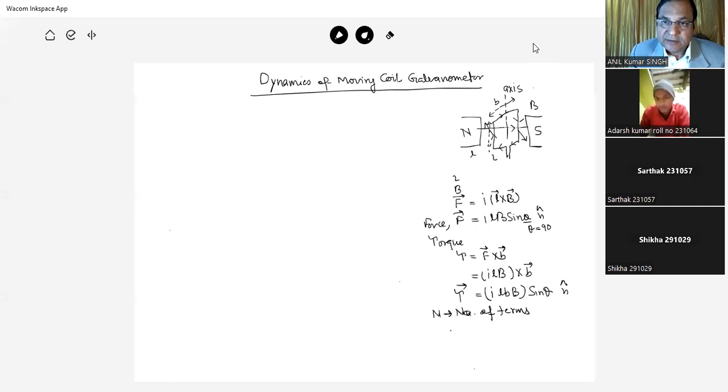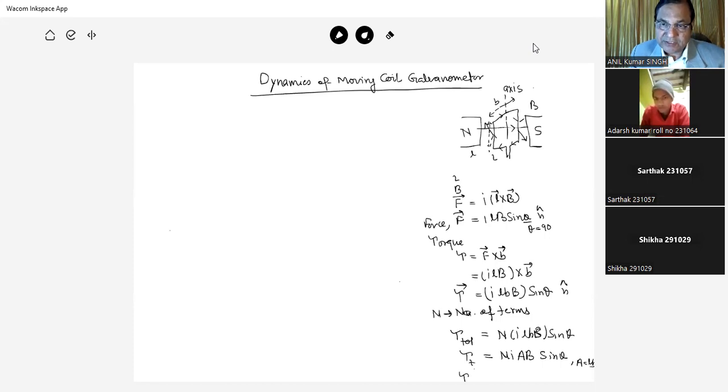Where n is the number of turns, this tau total is equal to n I L B, capital B, then sine theta. So what we find is n I A B sine theta. This is tau total, and this A is the area of cross section, that is A is L times B.